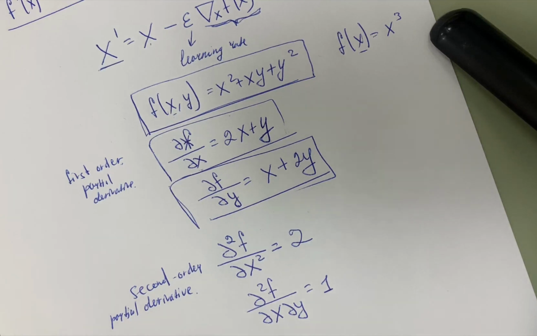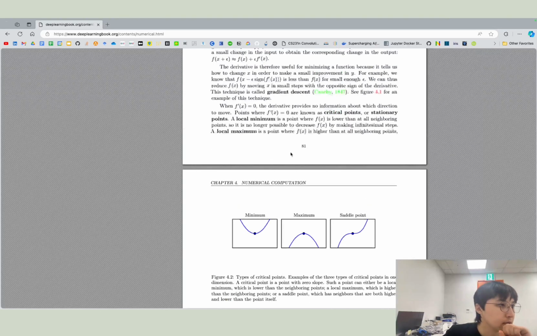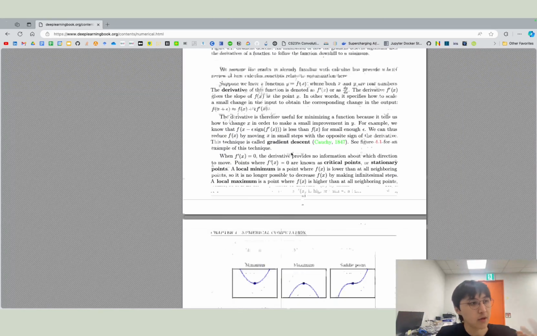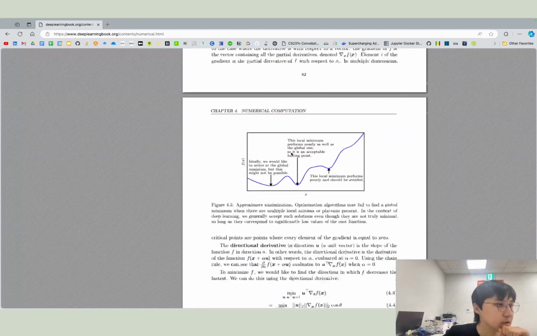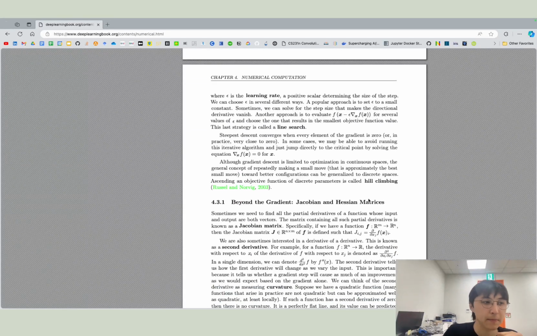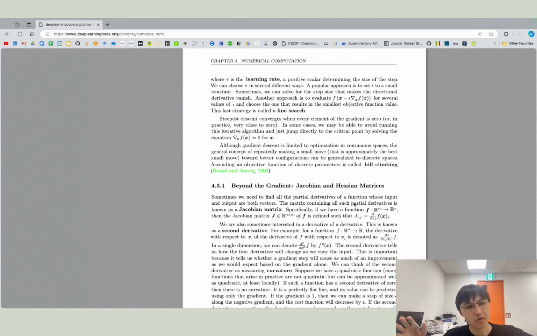Why are we taking care of this first order and second order? The point is that gradient descent uses first order, but if you read this chapter, there is a small section which talks about Jacobian and Hessian matrices. These matrices use second order derivatives and first order partial derivatives. So understanding first order and second order is important for these matrices.